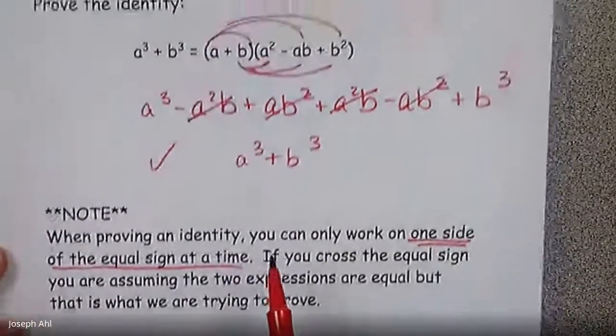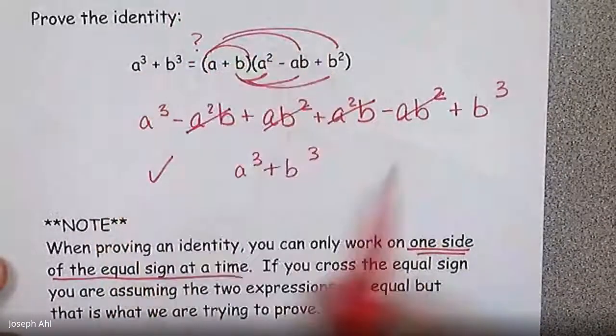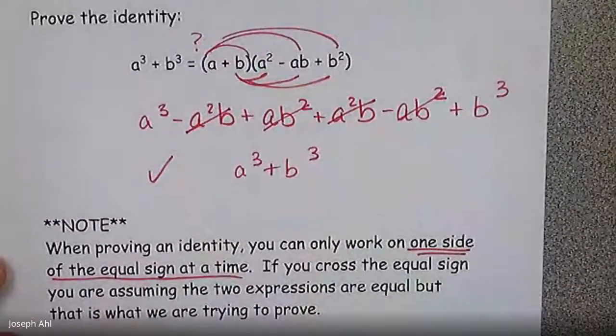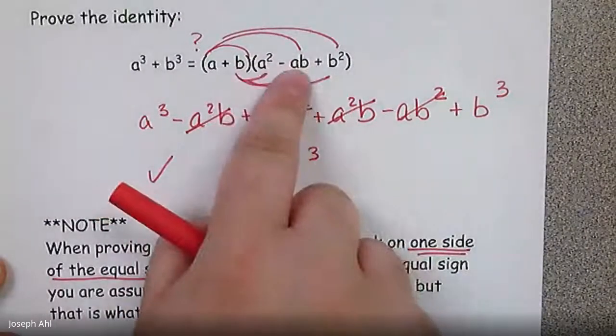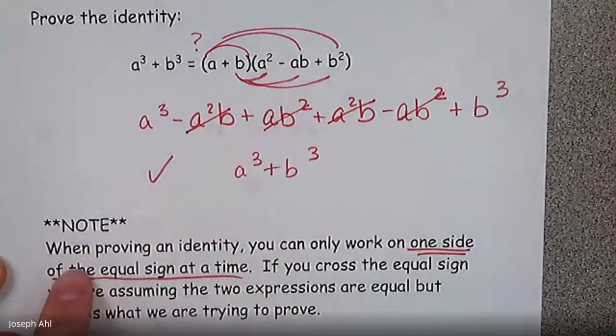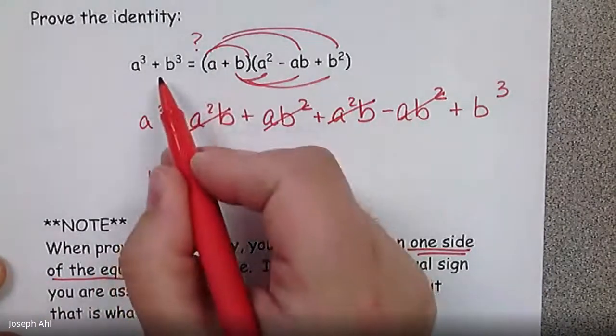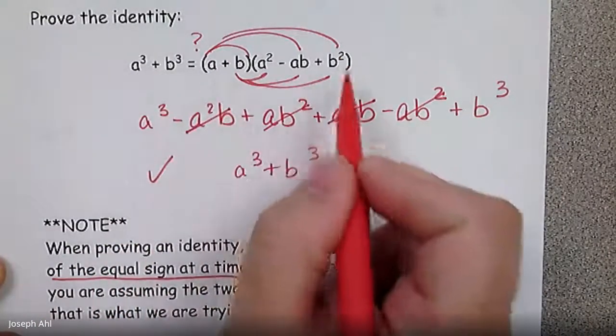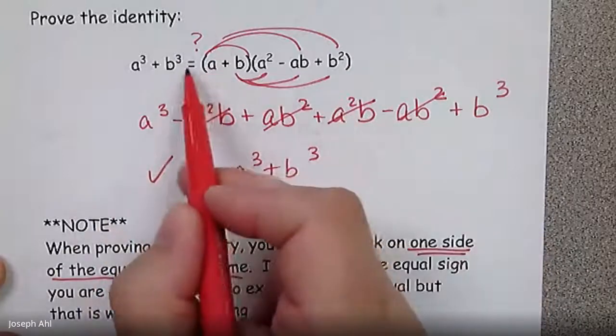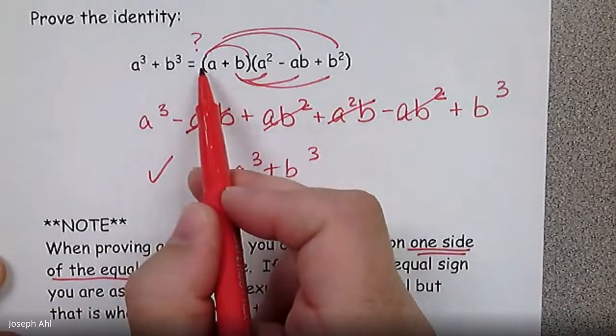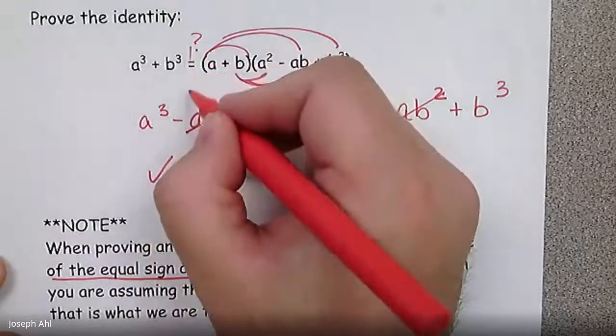So when I say prove that this is an identity, this equal sign is kind of a question mark right now. I don't know that they're really equal until I've done this work. So in other words, what I'm trying to say in this note here is you can't, to get started, subtract b cubed from both sides, because then you're assuming that they're already equal. You really can work down the left side.